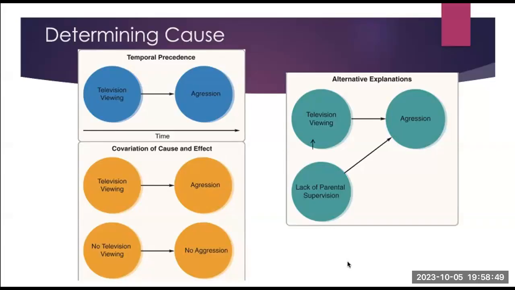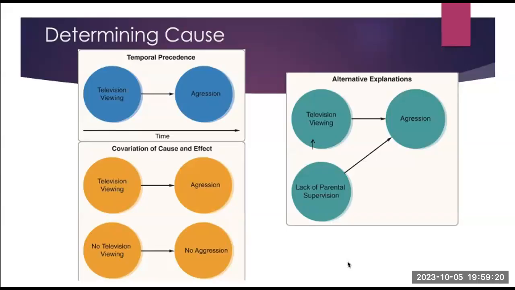Covariation of cause and effect. Those are the orange circles. So is it that when somebody watches television, they have experienced aggression? That would be covariation. Then we would expect that people who don't watch television don't experience aggression, right? That's the covariation that we're looking for. So the only way we can figure that out is by manipulating the amount or the type of television that they're viewing and then measuring their aggression levels.